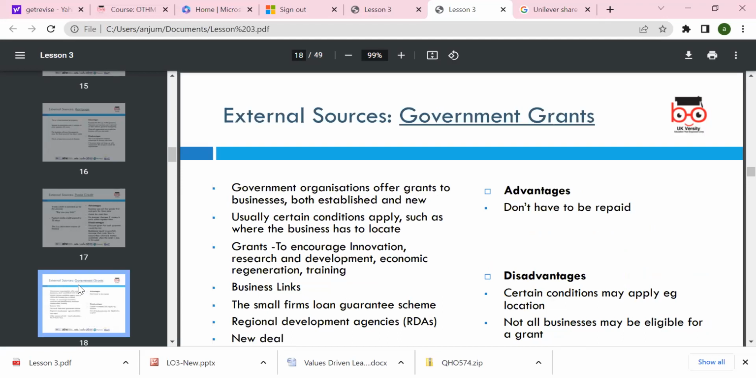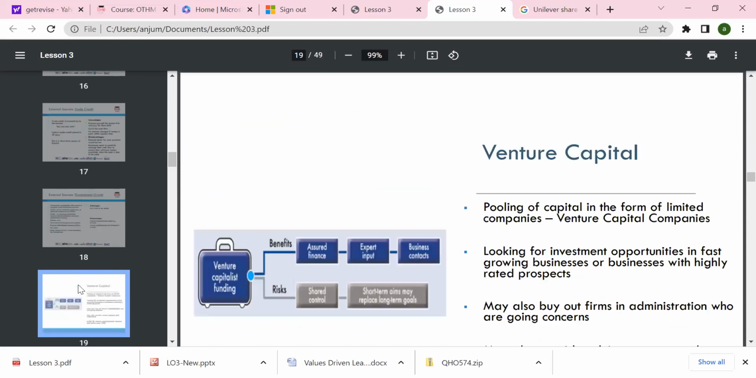Okay, government grants. In the UK and other parts of the world, governments give grants to businesses. Sometimes it can be without interest, a grant to encourage innovation, research and development. Ultimately the government enhances employment opportunities, and certain conditions may apply, and location where the grant is available. Venture capital is the pooling of capital into the form of limited companies. They venture capital into opportunities, fast growing businesses, and may also buy out the firm's administration, then they own it, and carry on investing, and various pools of investment.